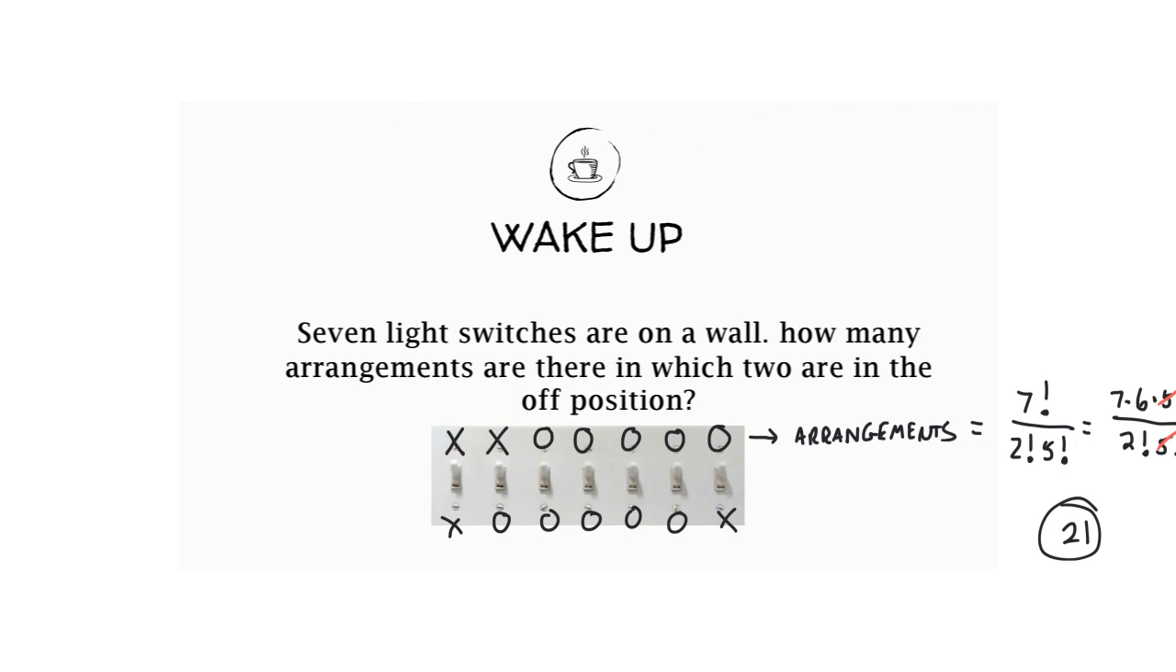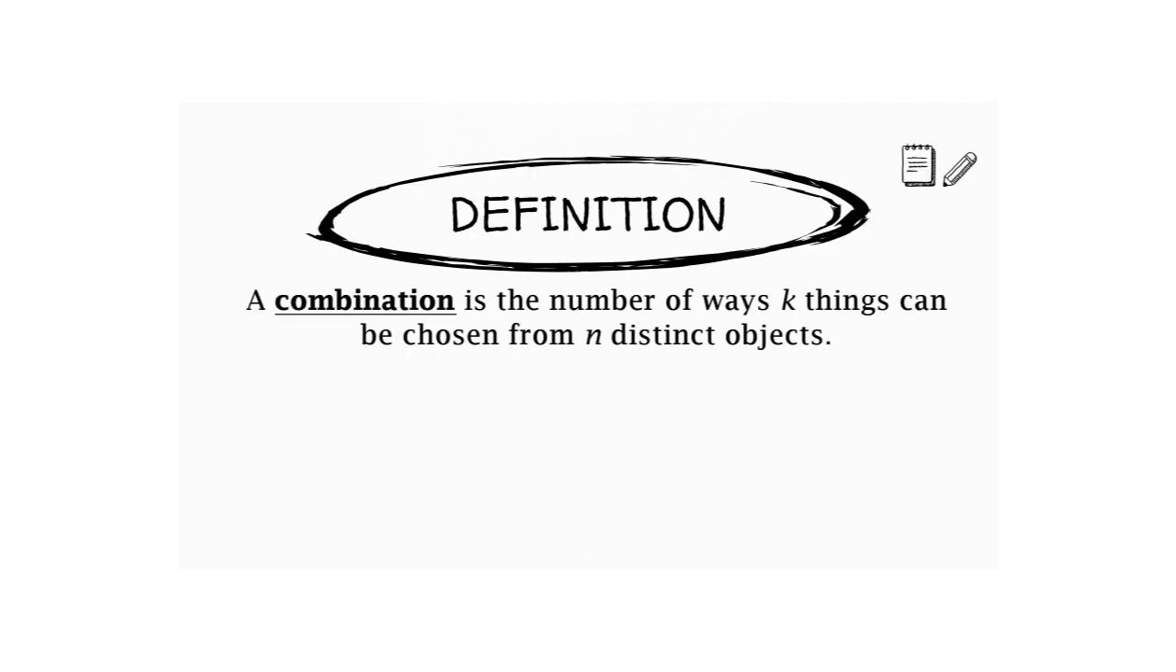It turns out that this type of problem fits into a broader category of counting methods called combinations. By definition, a combination is the number of ways k things can be chosen from n distinct things. Notice that in the definition of combination, there is no mention of arranging or ordering whatsoever. And that's one way in which the definition for combination is very different than a permutation. Permutation is about selecting some number of objects and then rearranging them and seeing how many different ways that can be done. The combination, meanwhile, is just about selecting.